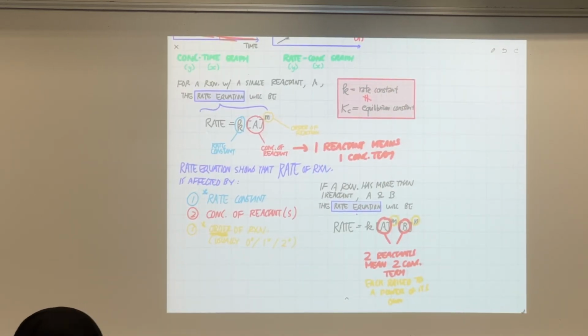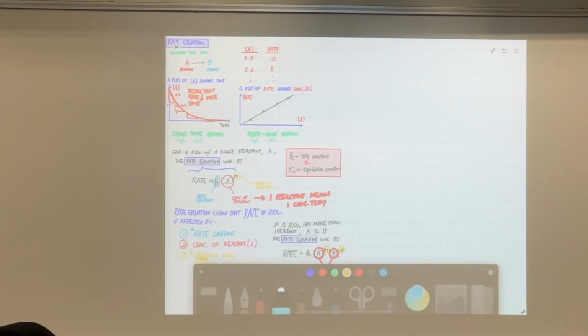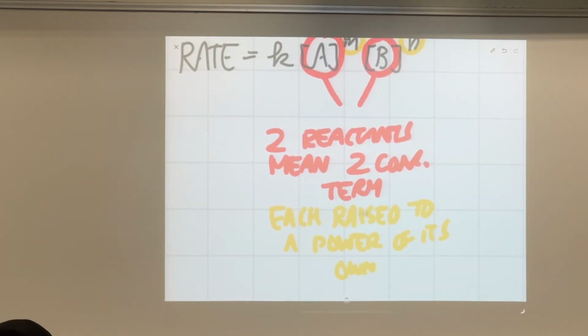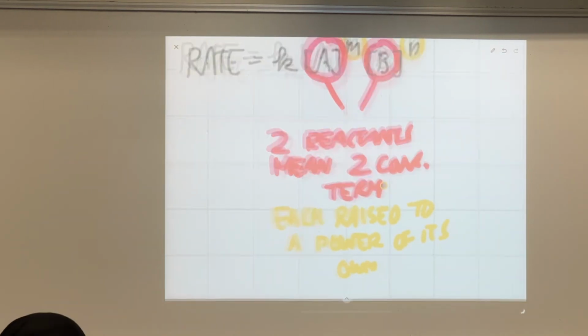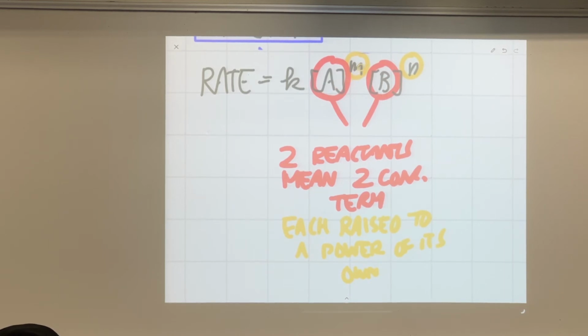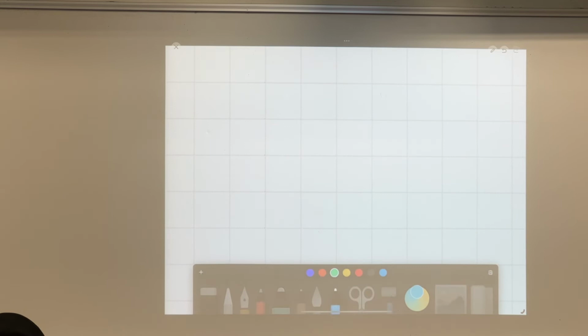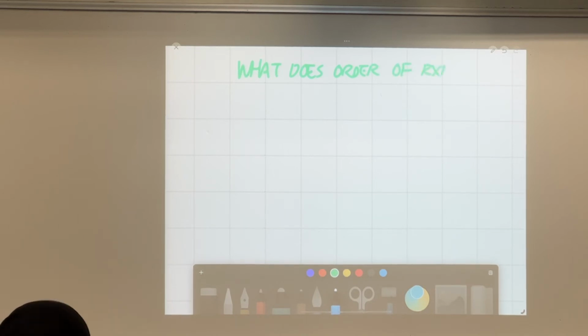I know this is all very confusing, but trust me, on the opposite side I will explain to you what zero, first, and second order mean. So what does order mean? That's maybe the most important question to ask. But put this down first. Each raised to a power of its own. You see, A has a power of m. B has a power of n. m and n can be the same or they may be different. And we'll know how to find them shortly. But then, on the opposite side, I want you to put down: what does order of reaction mean?